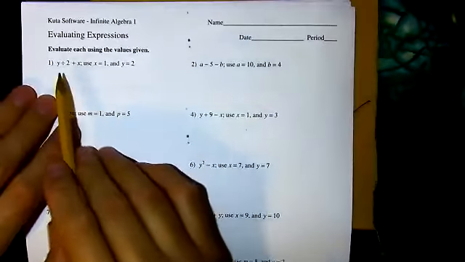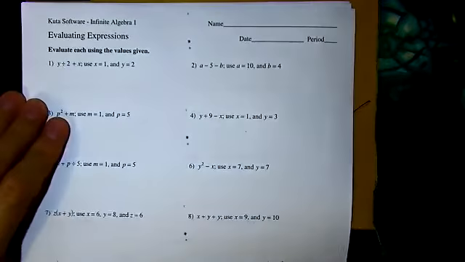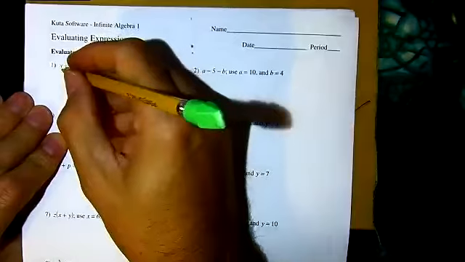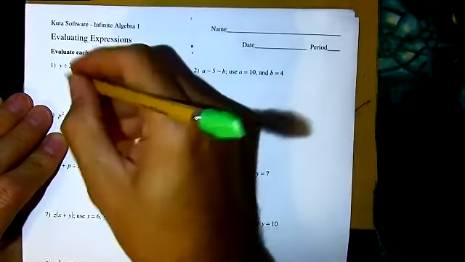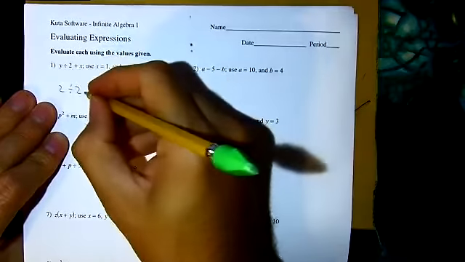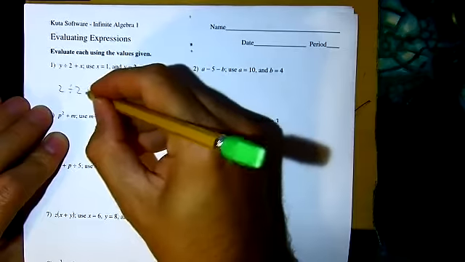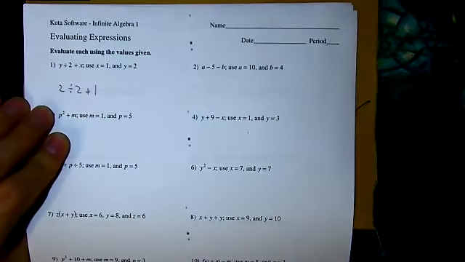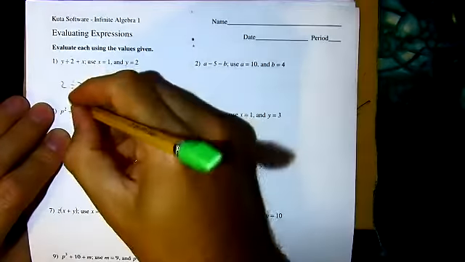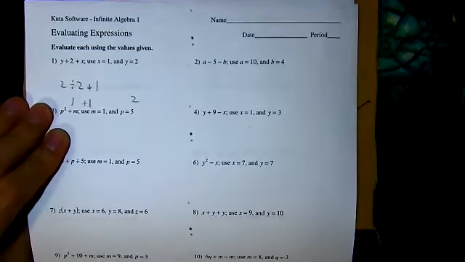So number 1 says y divided by 2 plus x. Sometimes they're going to have a division symbol, sometimes it's going to be in a fraction. They're both the same thing. So y is 2, so let's plug a 2 in right there. We're going to divide it by 2 plus x, which is 1. So your division is first. 2 divided by 2 is 1 plus 1. So your answer is 2.